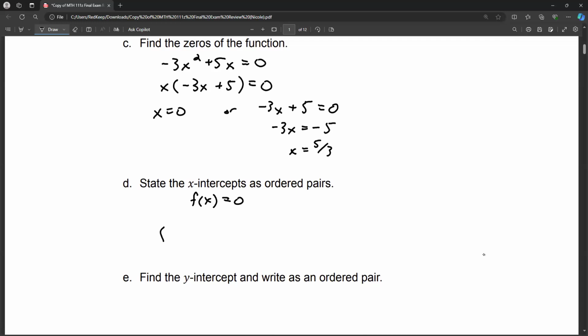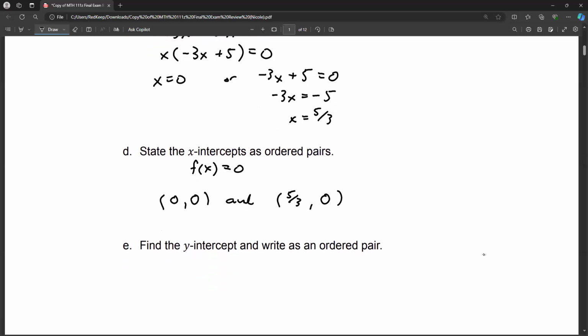So we know the x values from above, 0, and the other ordered pair has an x value of 5 over 3. And again, in that scenario those f of x values or those y values as an output should be equal to 0 if we're hanging out on the x-axis.